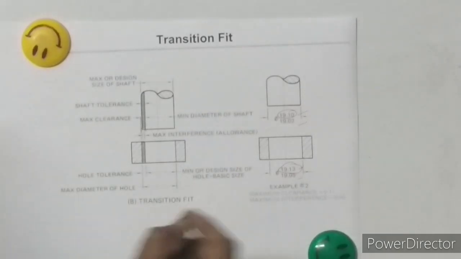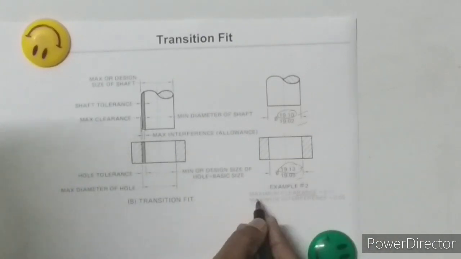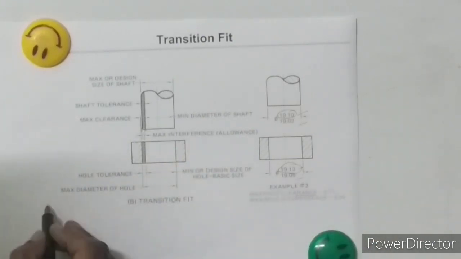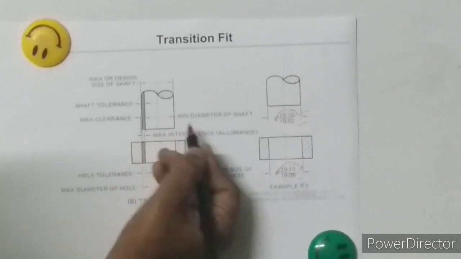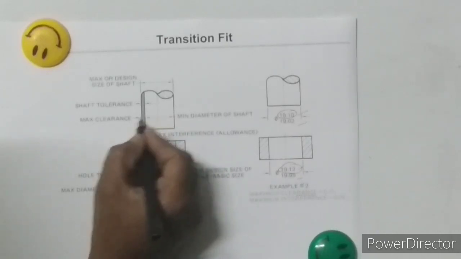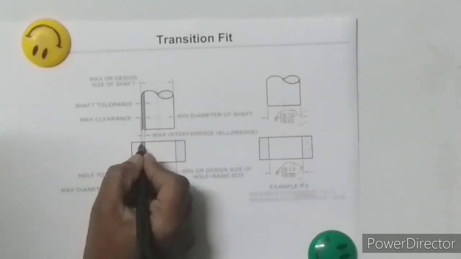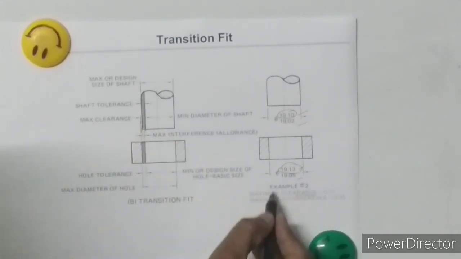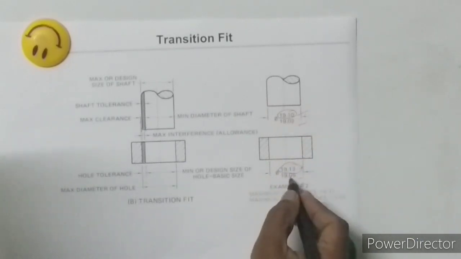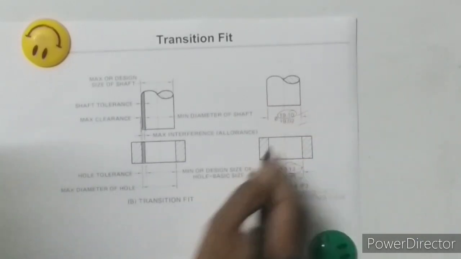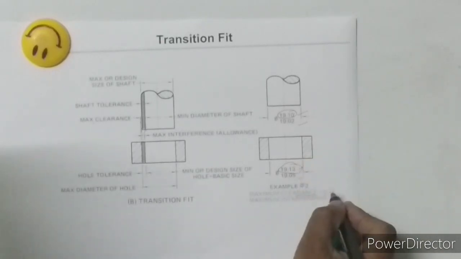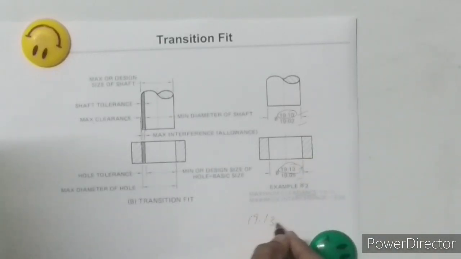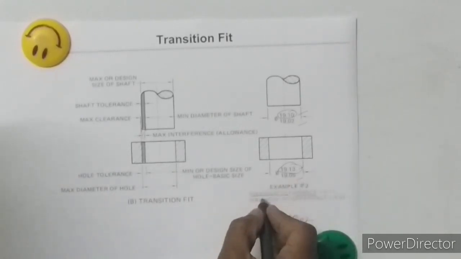So what is the maximum clearance? Look at this, the maximum clearance is nothing but the upper limit of the hole minus the lower limit of the shaft. Upper limit of the hole is 19.13 and lower limit of the shaft is 19.02. That means 19.13 minus 19.02, that is 0.11. That is nothing but the maximum clearance.